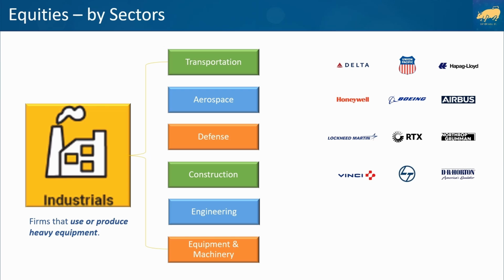Vinci SA, Larsen & Toubro, and D.R. Horton are the largest construction businesses. The biggest engineering firms are Siemens, ABB, and Hitachi. Lastly, Caterpillar, John Deere & Company, and United Heavy Machinery are the largest equipment and machinery manufacturers.